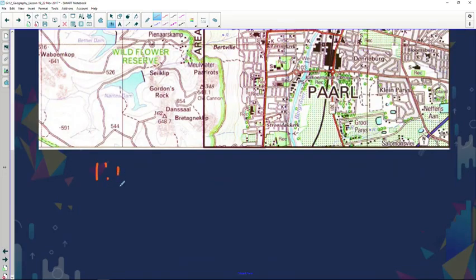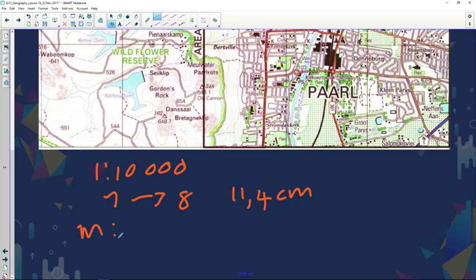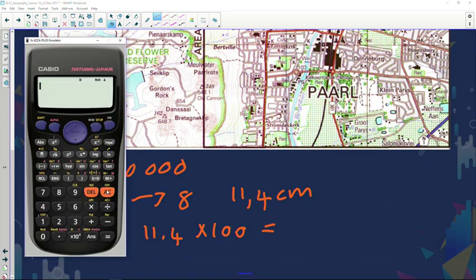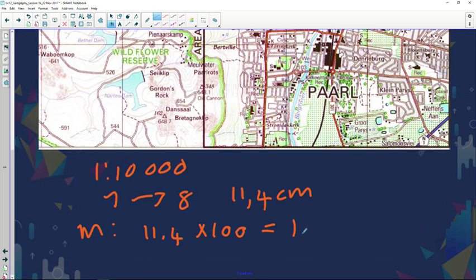So let's just quickly calculate it from the orthophoto. Orthophoto scale is 1 to 10,000. The distance between 7 and 8 was 11.4 centimeters. So what do we do? If I want my answer in meters, I take the 11.4 and I times it with 100. Quickly look at our calculator. 11.4 times 100, and the correct answer is 1,140 meters.